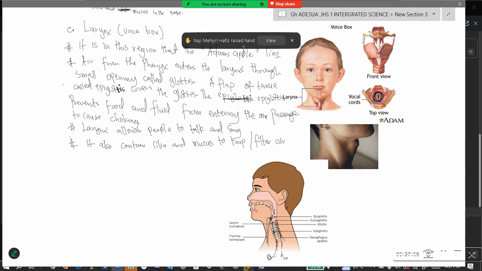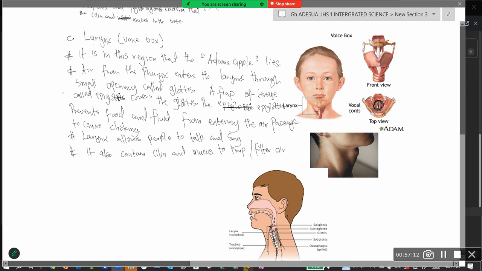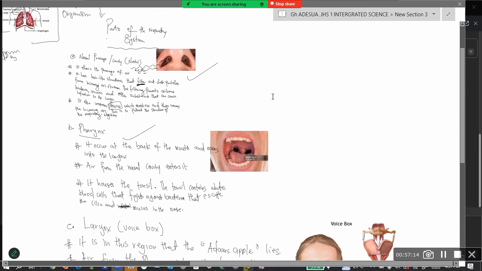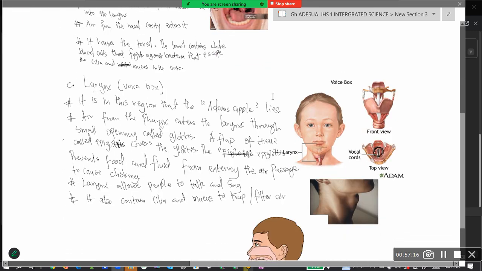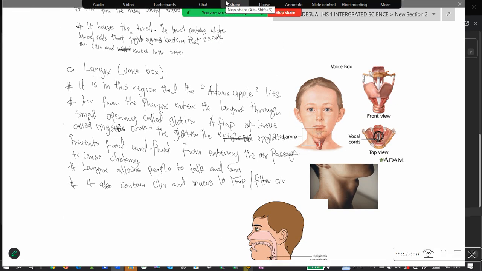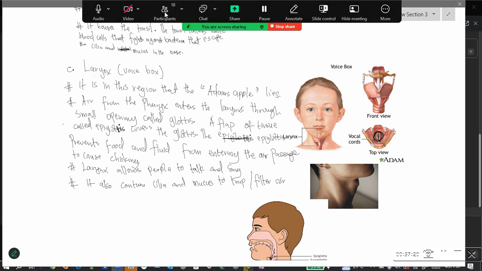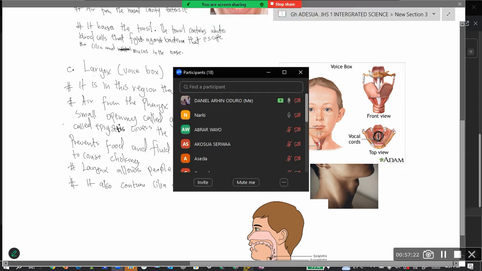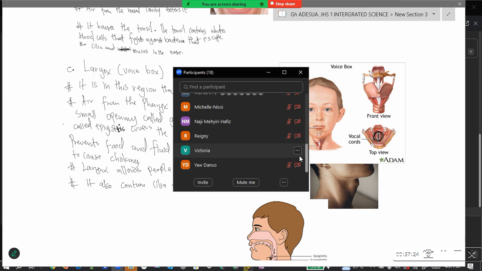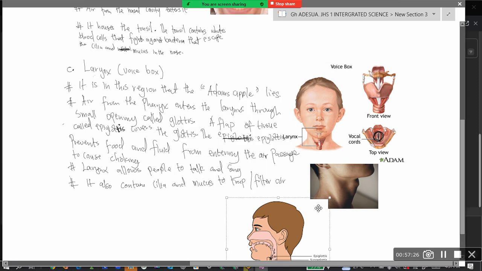Okay, Hafiz, your hand is up. Hafiz, your hand is up. Hafiz, your hand is up. Okay, if Hafiz is not ready to ask a question, then let me continue.